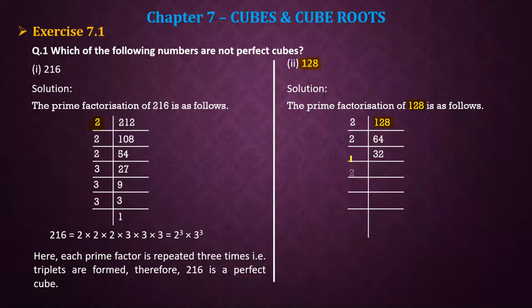Then 32 is an even number. So 32 divided by 2 is going to be 16. Again 16 is an even number, so 16 divided by 2 is 8. Again 8 is an even number, so 8 divided by 2 is 4. Then 4 is an even number, and 4 divided by 2 is going to be 2. Now 2 is an even number, so lastly we divide it by 2, and after dividing we get 1 as the remainder.